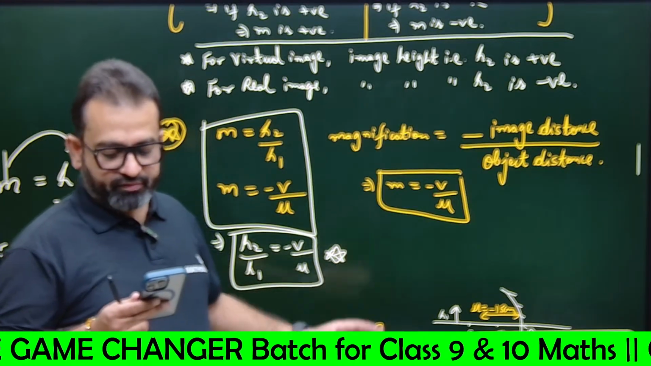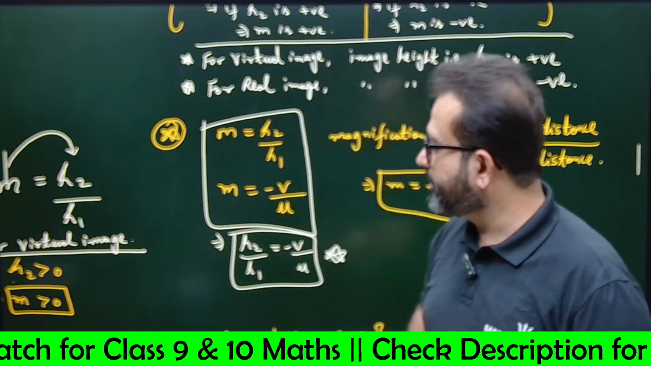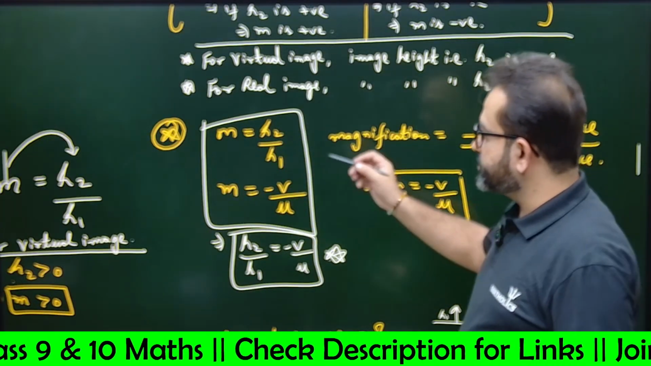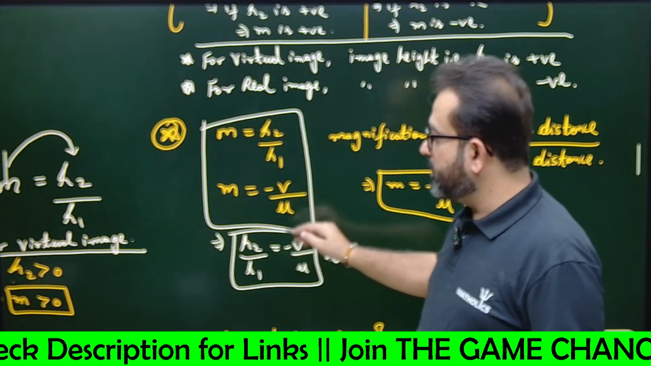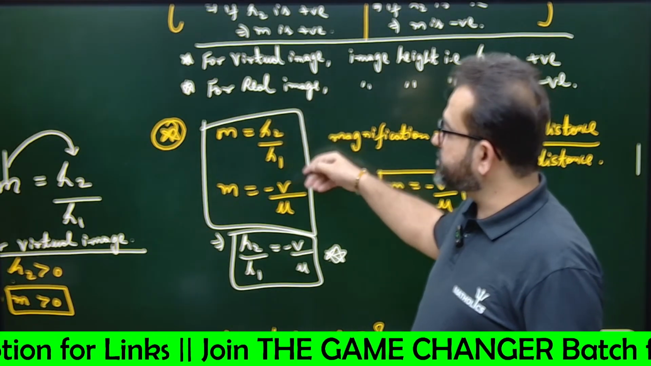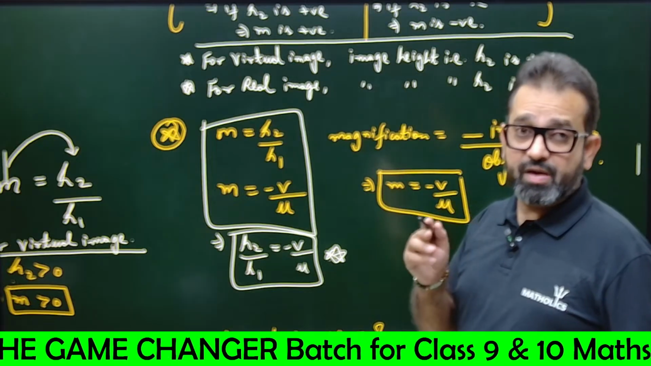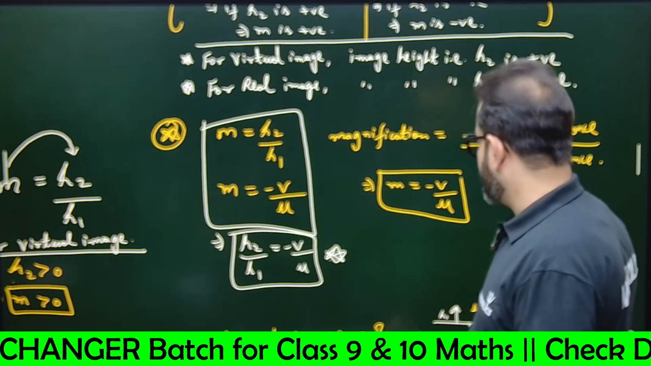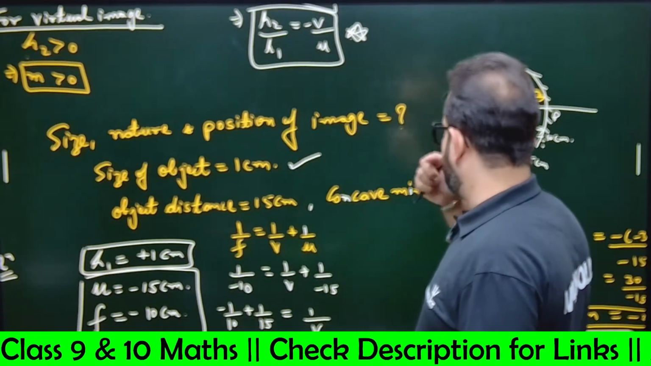This is the basic thing which I was about to tell you yesterday also, but it was a bit late yesterday. So m equals h2 by h1, and h2 by h1 equals minus v by u. This is basic formula 1, and this is 2. Obviously these two formulas club into 1. So we got 3 formulas, and 1 for the mirror formula, 1 by f equals 1 by v plus 1 by u. So that makes 4 formulas.